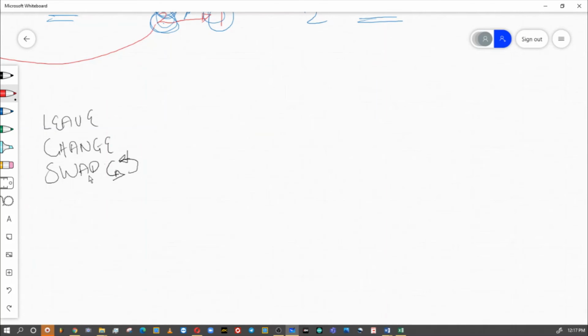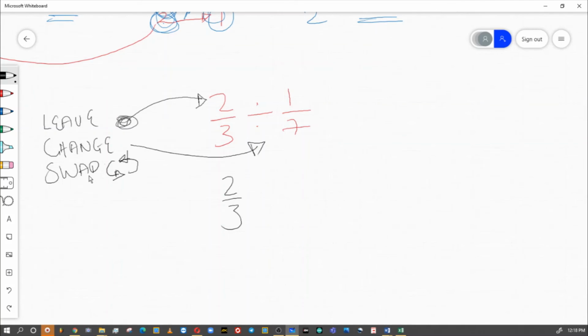Let's say this time 2 over 3 divided by 1 over 7. Ooh, that looks difficult. No, it's not, and I'll show you how. The first step is you have to leave this part, so it's 2 over 3. Second step is you change the sign. Third step is swap the numbers.